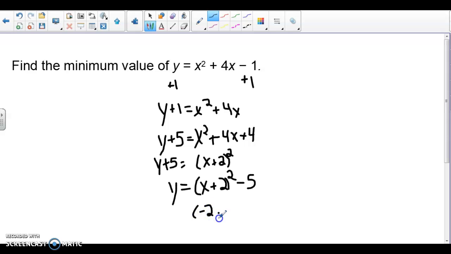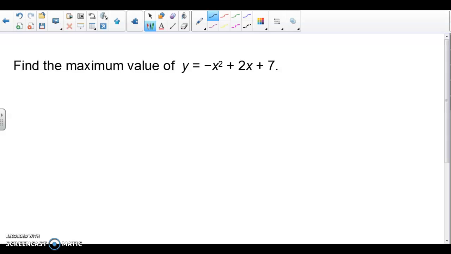Now remember though, if it's asking for the minimum value, what is the minimum value? Is the minimum value the x value of the vertex or the y value? It's the y value. So the minimum value of the vertex, you would just write y equals -5. And that is the minimum value of y equals x squared plus 4x minus 1.